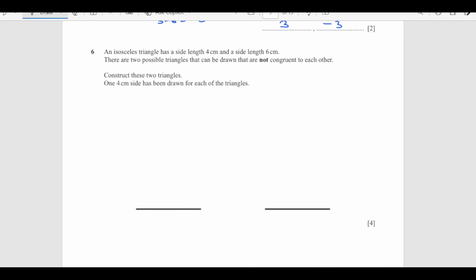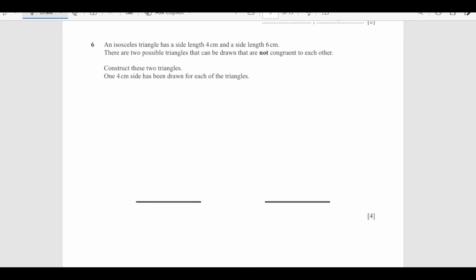Now number 6, an isosceles triangle has side 4 centimeter and side length 6 centimeter. There are 2 possible triangles that can be drawn that are not congruent to each other. Congruent means they are same shape and size, right? But they said it's not congruent. So one triangle is having length 4 centimeter and also 6 centimeter.